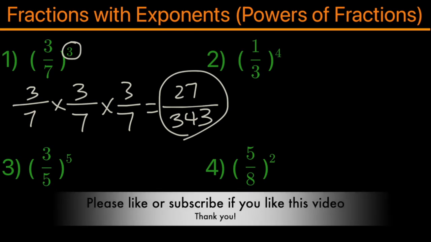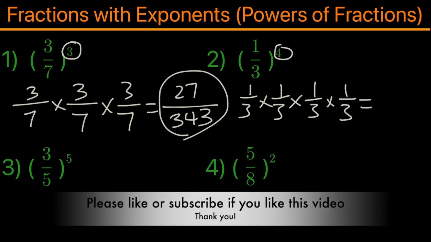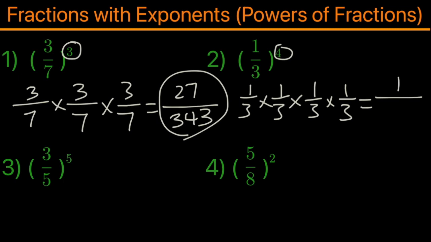For the second example, we have 1/3 to the power of 4. So this time, we're going to multiply 1/3 4 times. So 1 times 1 times 1 times 1 is 1. And 3 times 3 times 3 times 3 would be 81. So the answer for this is 1 over 81.